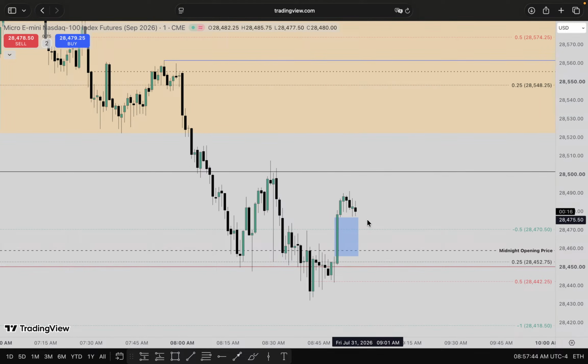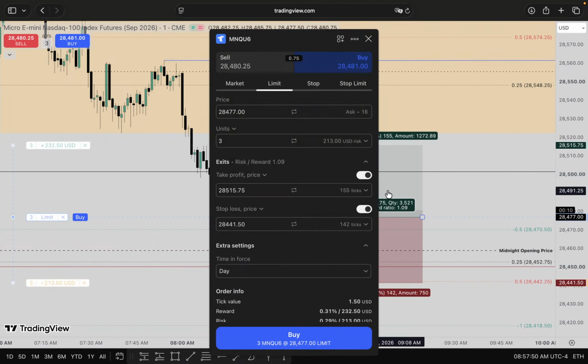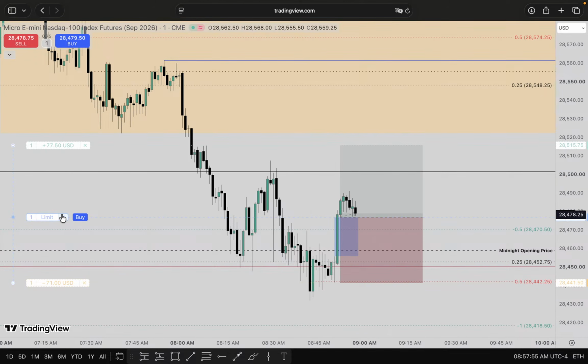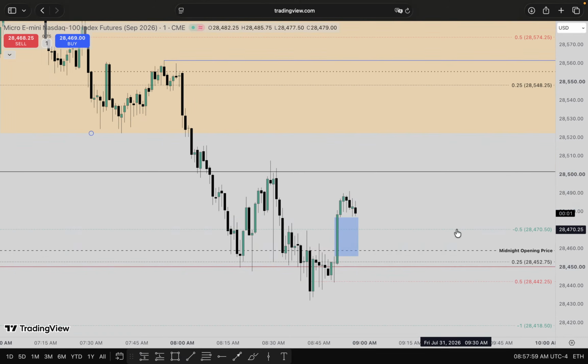Make it only one contract, and you're risking like 71 bucks, let's say, for example. I want to see how this plays real quick.